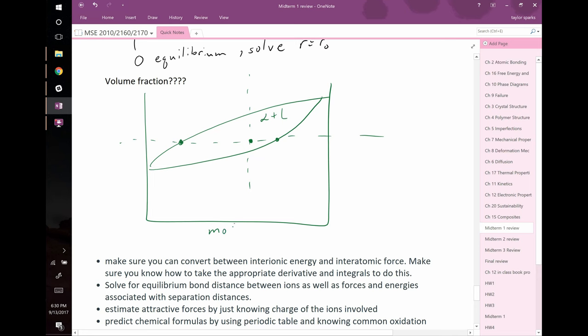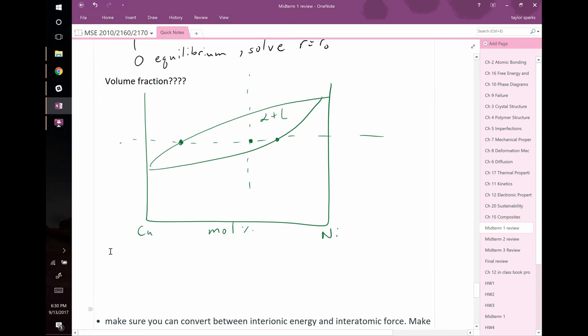How would you do it? We're not going to work it out. I'm just going to talk about the steps. If that's in mole percent going from, let's see, copper's over here, nickel is over there. What are the steps involved in this? Well, since we want to know volume fraction, that's an amount. Anytime I'm asking for an amount, whether it's mole or weight or whatever, you have to use the lever rule. What will the lever rule tell us? The lever rule is going to tell us the mole percent of the alpha phase and the mole percent of the liquid phase. That is not the volume fraction.